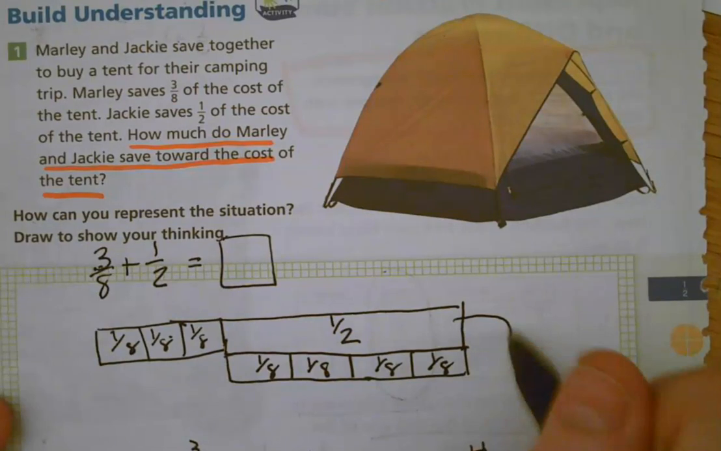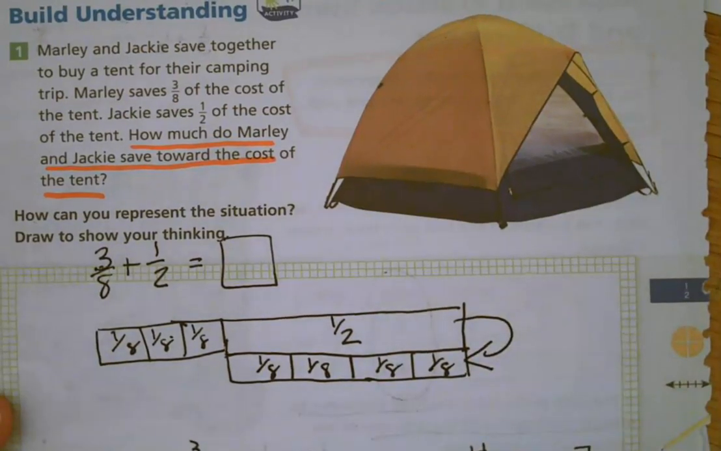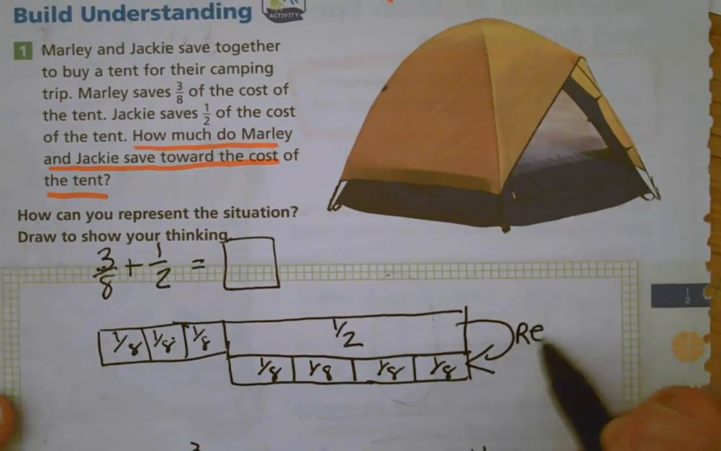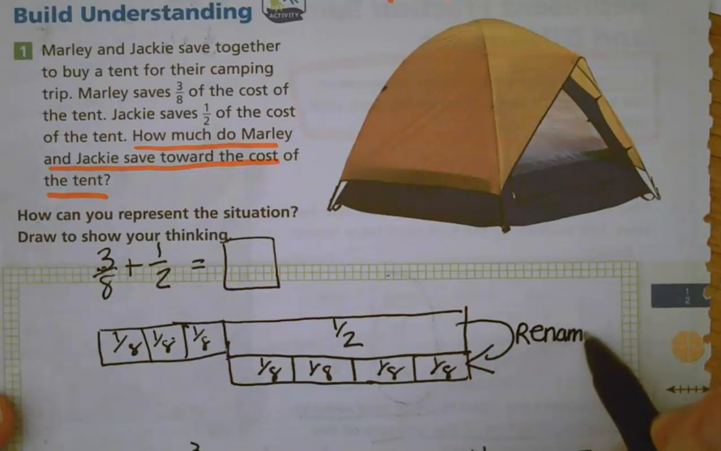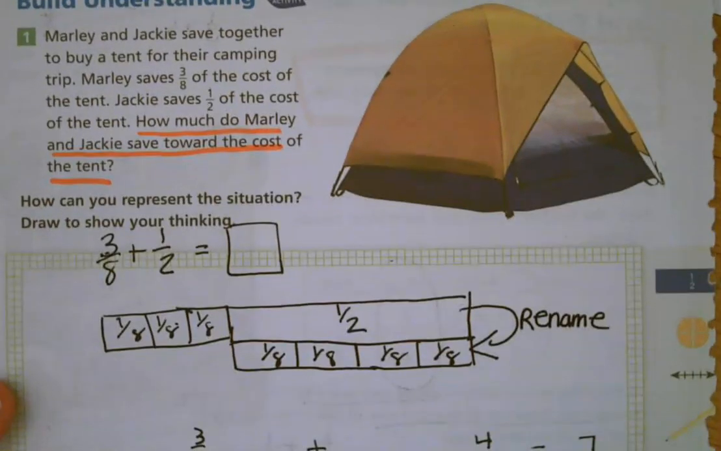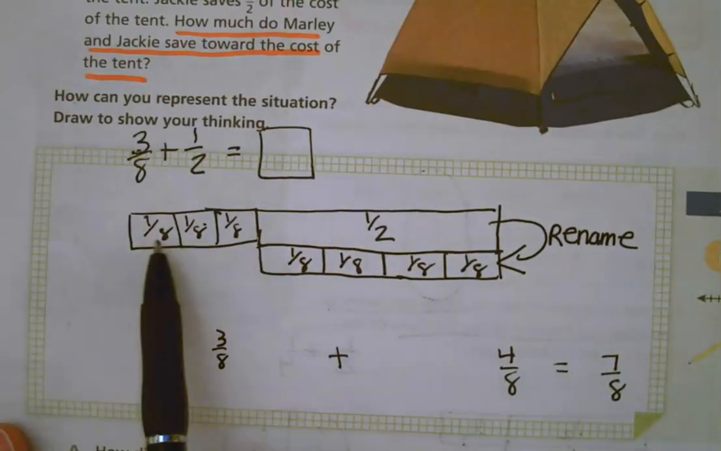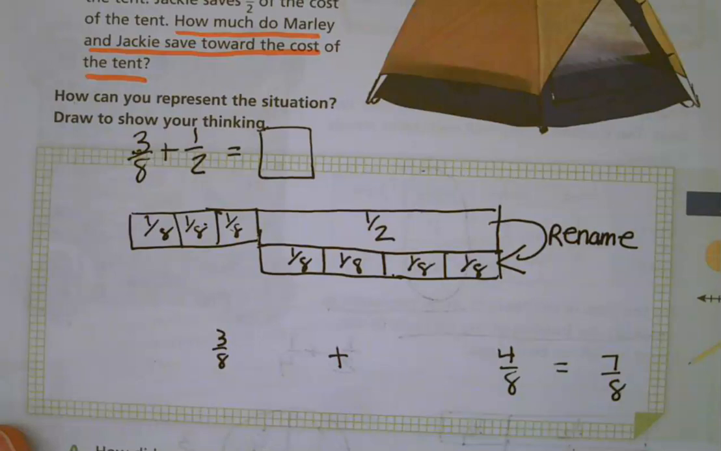So I'm going to essentially rename it. I'm renaming with an equivalent fraction. So now I can combine my two parts as common denominators.